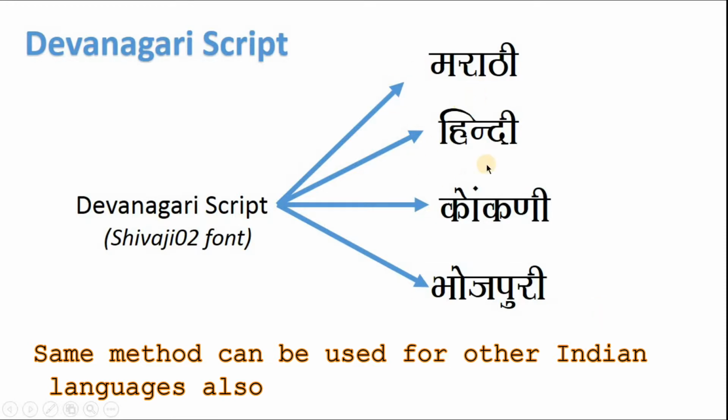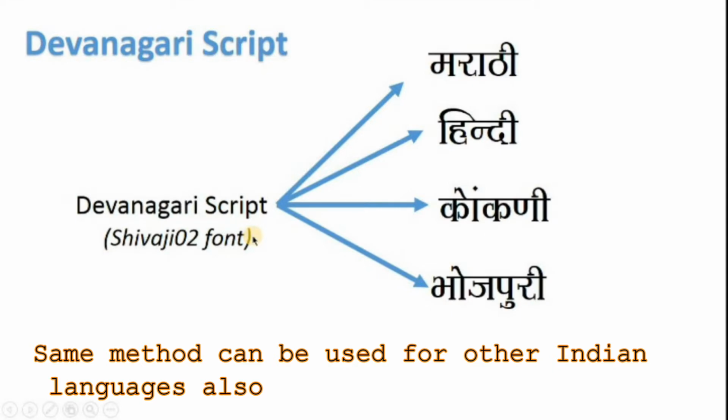Lot of languages like Marathi, Hindi, Konkani or Bhojpuri and also Sanskrit are written in Devnagari script, and we are going to use Shivaji 02 font. There are many fonts for Devnagari script, but you can use other also. We are going to use Shivaji 02 font. Same method can be used to add other Indian languages like Tamil, Telugu and many more.